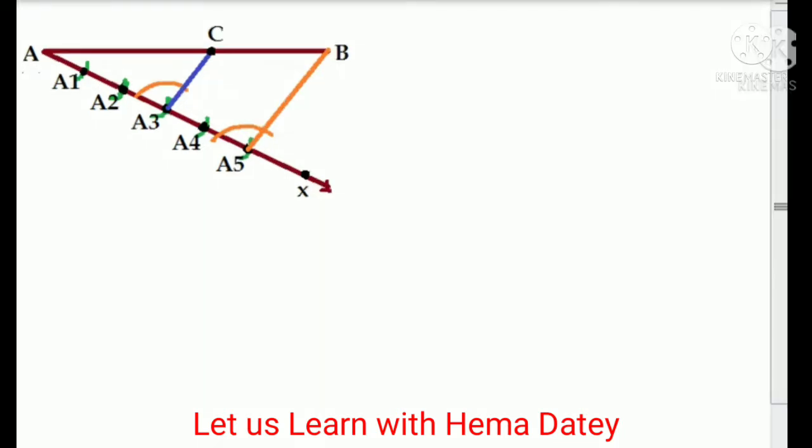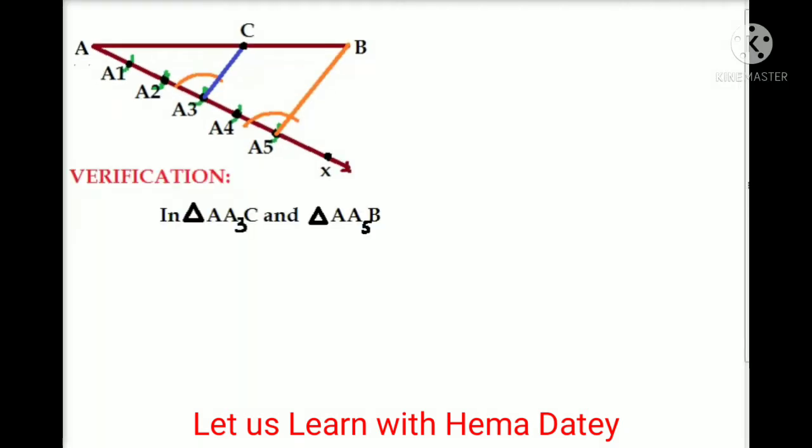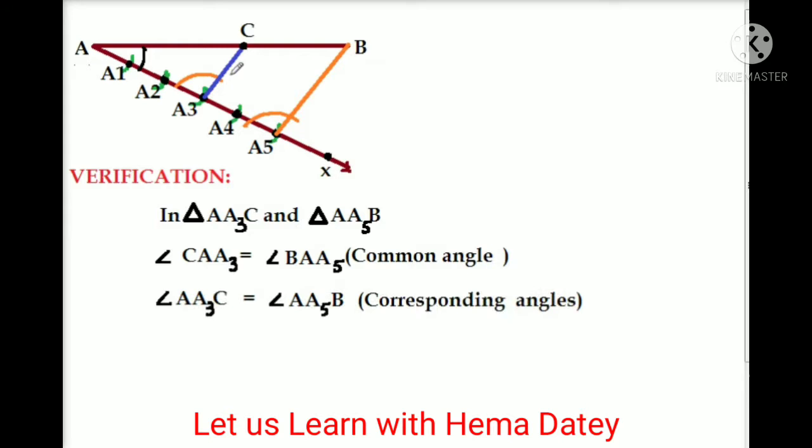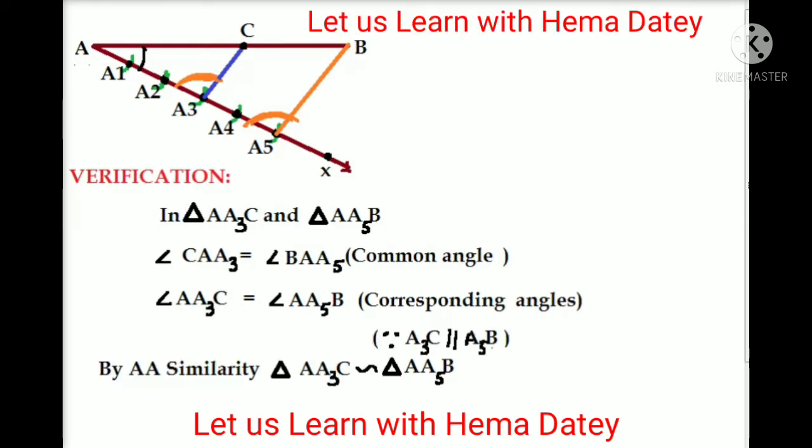Let's verify that AC ratio CB is 3/2. In triangle AA3C and triangle AA5B, angle CAA3 is equal to angle BAA5 because they both are common angles in both the triangles. Angle AA3C is also equal to angle AA5B since they are corresponding angles and the lines A3C is parallel to A5B.